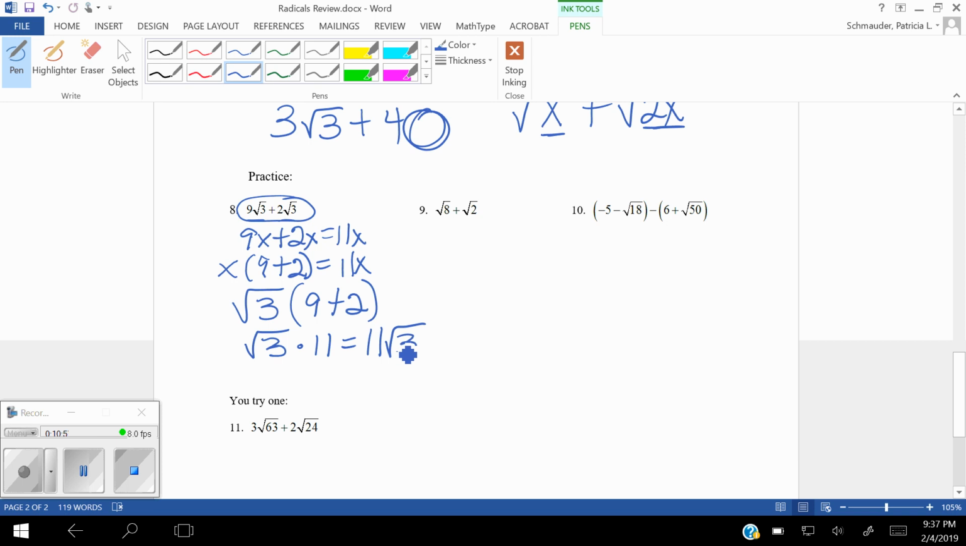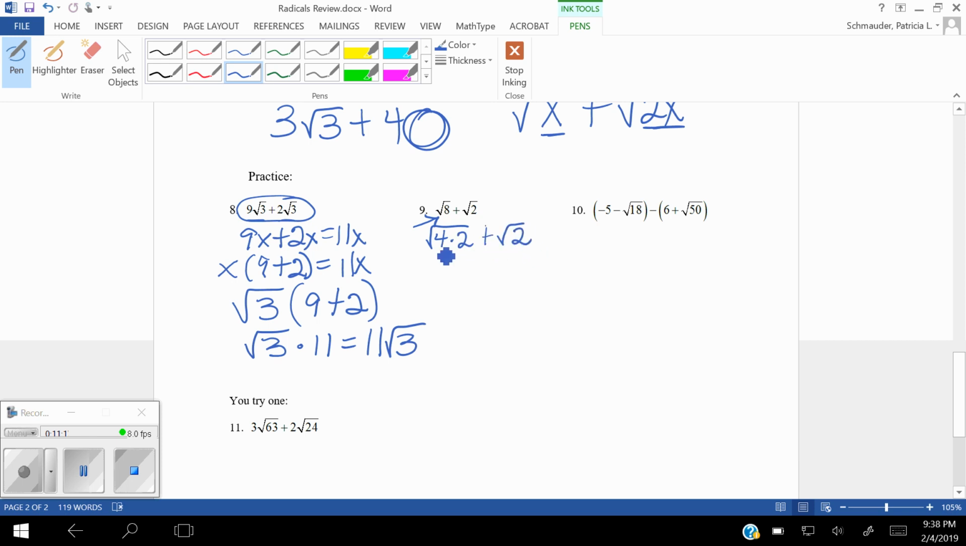All right, how about these two? Number 9, we got the square root of 8 plus the square root of 2. Definitely not like radicals, but hey, we can simplify this one, right? And then maybe they will be like radicals. What's the square root of 8? Well, that's the square root of 4 times 2, plus the square root of 2.